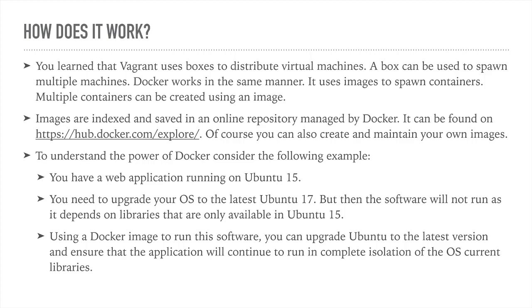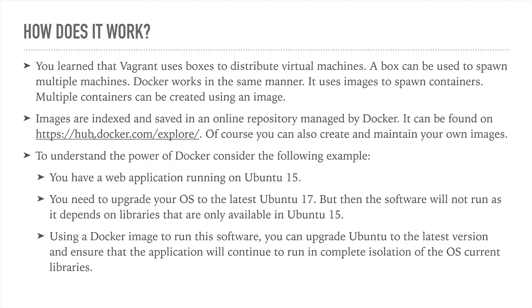Images are indexed and saved in an online repository that is managed by Docker. It can be found at this URL, hub.docker.com/explore. However, you can also create and maintain your own images. There is nothing that prevents you from creating a Docker image, placing it on some website that you own or that somebody else owns, and making this image publicly available for you and your colleagues to work with, or making it publicly available for anyone who needs to download and use it.